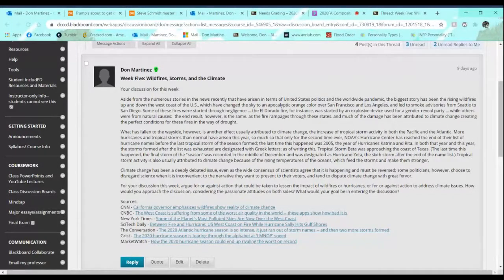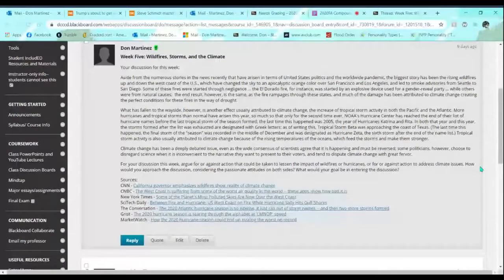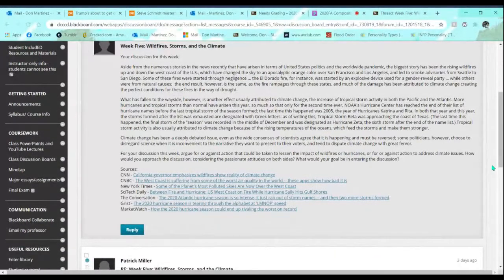As of writing this, Tropical Storm Beta was approaching the coast of Texas. When this happened, the final storm of the season was recorded in the middle of December and was designated as Hurricane Zeta, the 6th storm after the end of the name list. Tropical storm activity is usually attributed to climate change because of the rising temperatures of the oceans, which feed the storms and make them stronger.